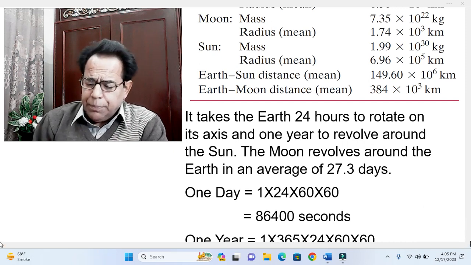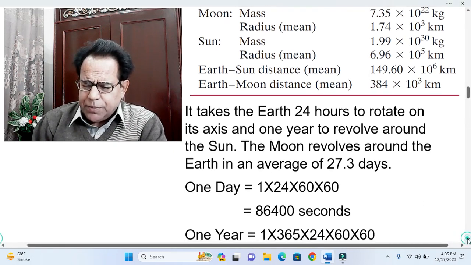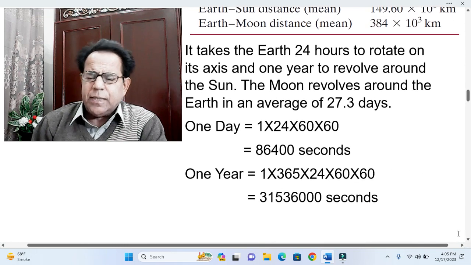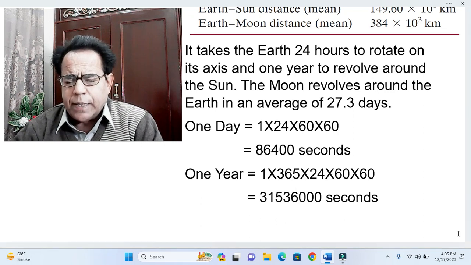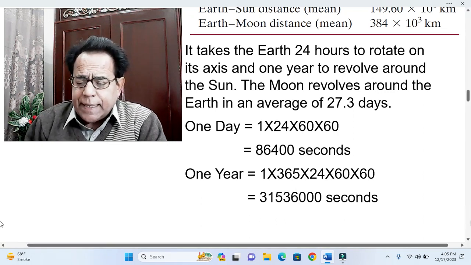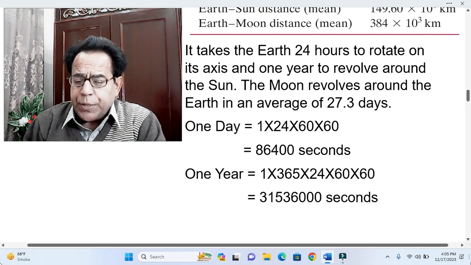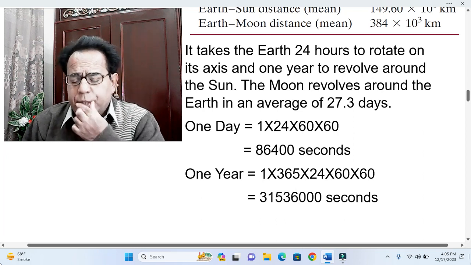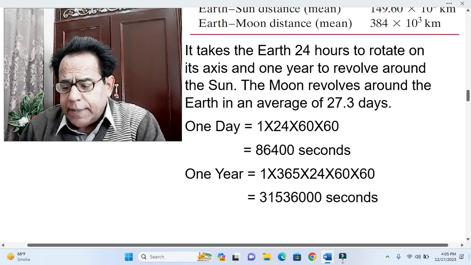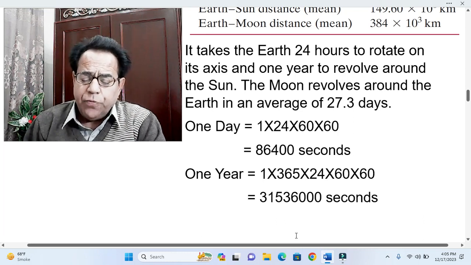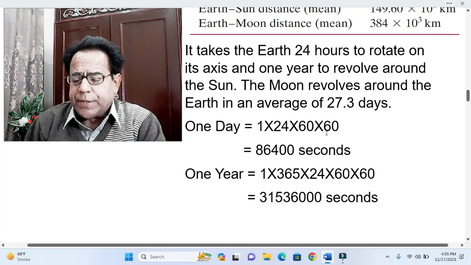Now some description of the situation about the revolving of the earth around the moon and sun. It takes the earth 24 hours to rotate on its axis and 1 year to revolve around the sun. The moon revolves around the earth in an average of 27.3 days. So now 1 day is equal to 1 into 24 hours into 60 minutes into 60 seconds.